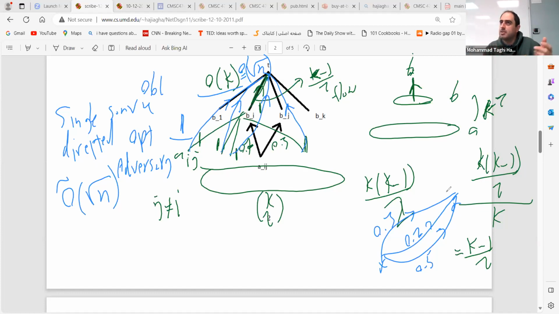That was the thing I mentioned about Harald Räcke's result. People who are experts in the field said, oh, this should be wrong. There is no such thing, because it's very unexpected.